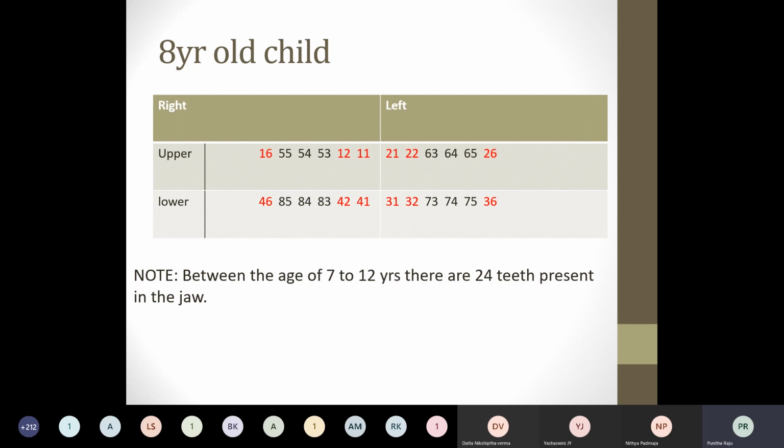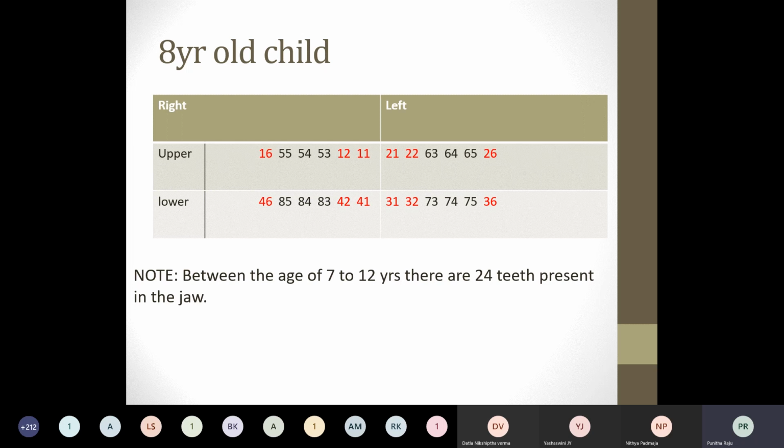I've just shown you how to write the dental charting of an 8-year-old child. In an 8-year-old child, you have the temporary teeth as well as the permanent teeth. The permanent teeth are the central and the lateral incisor. Just see on the right side. The central incisor in FDI is 1 1. The lateral incisor is 1 2, and next is the canine.